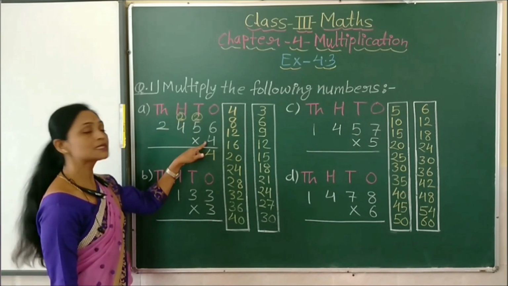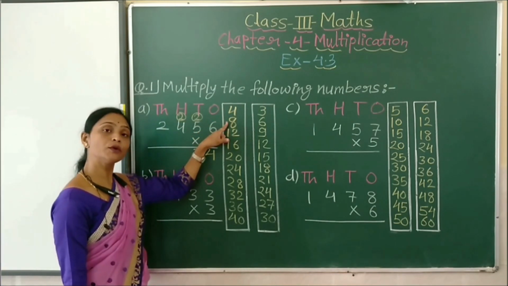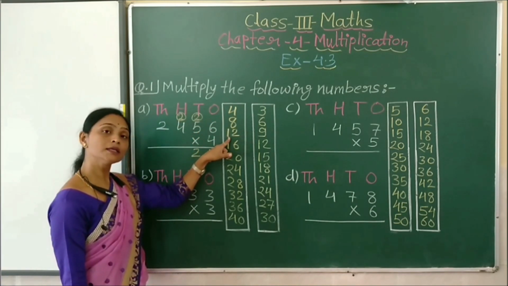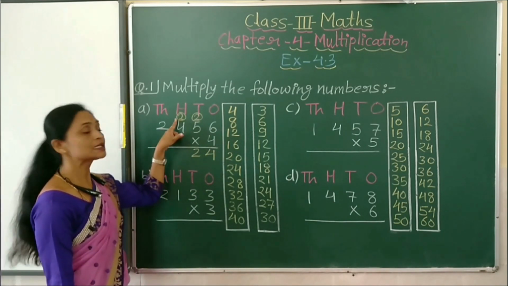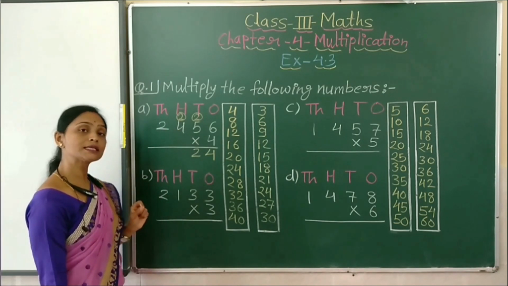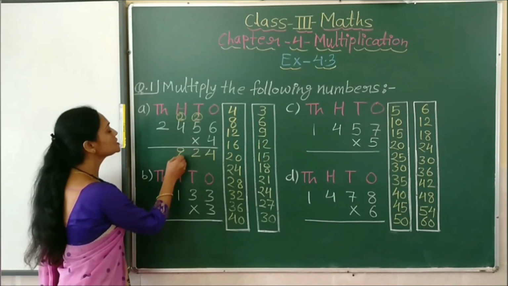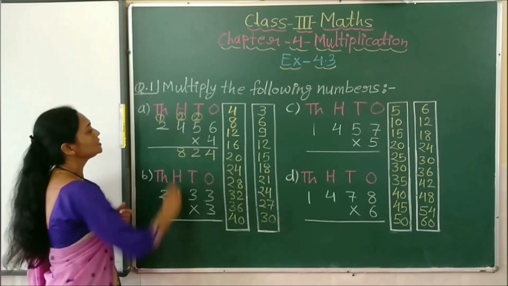Now 4's table 4 times. So 4 ones are 4, 4 twos are 8, 4 threes are 12 and 4 fours are 16. So 16 we have to add with this 2. So 16 plus 2 how much? 16 plus 2, 18. So we have to write here 8 and 1 we have to write it carry over.